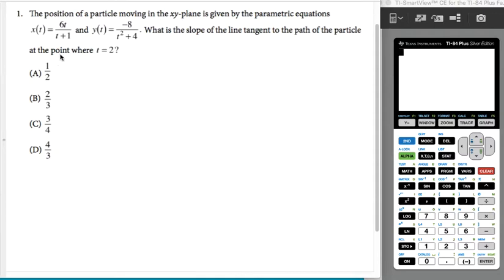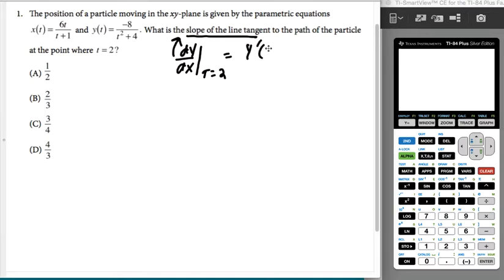All right, we're given the position of a particle in the xy plane with the parametric equations x of t and y of t, and we're asked for the slope of the line tangent to the path at the point where t is 2. So, slope of the line tangent, we have to know means dy/dx, right, evaluated when t is 2. And we then further need to know that in parametric, that's dy/dt, or y prime of t, over x prime of t.